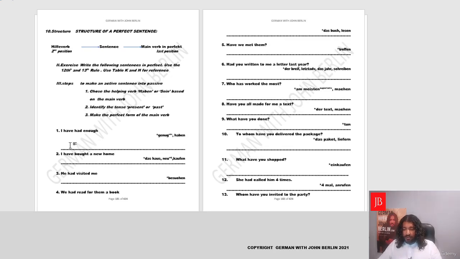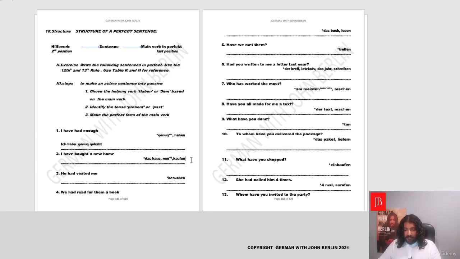Let's do it. So the first sentence is I have had enough. So first we'll choose the helping verb based on the main verb. The main verb is had. It's got no movement. That means the helping verb is haben. So the tense is present, it's have. So we'll write ich habe. Then the main verb, as I said, is had. That is also like haben. So we'll change it into past. It becomes gehabt. Yes. So ich habe. Now I'll need to write enough as well. Enough is genug. It's an adverb here. Ich habe genug gehabt.